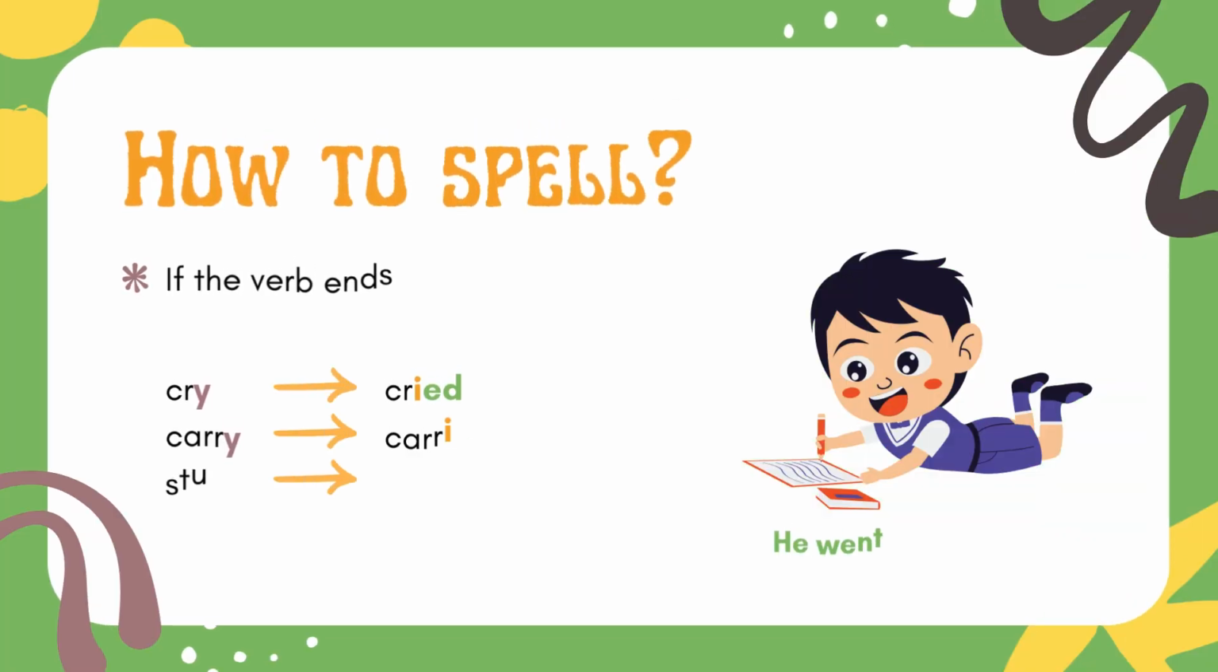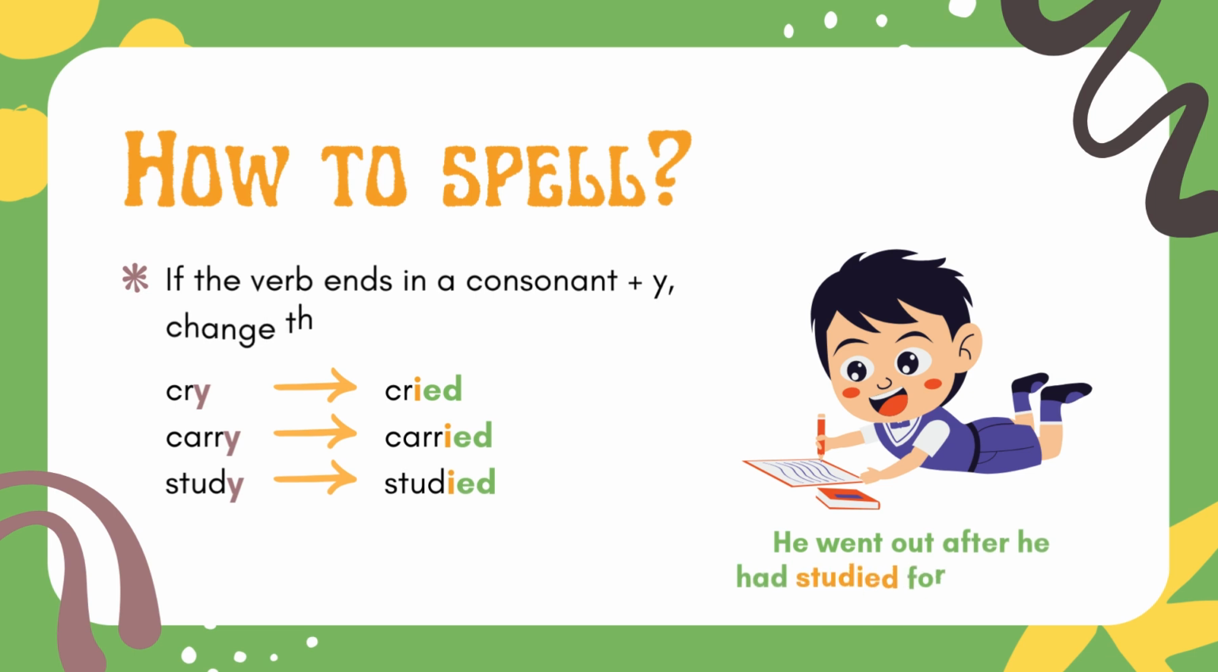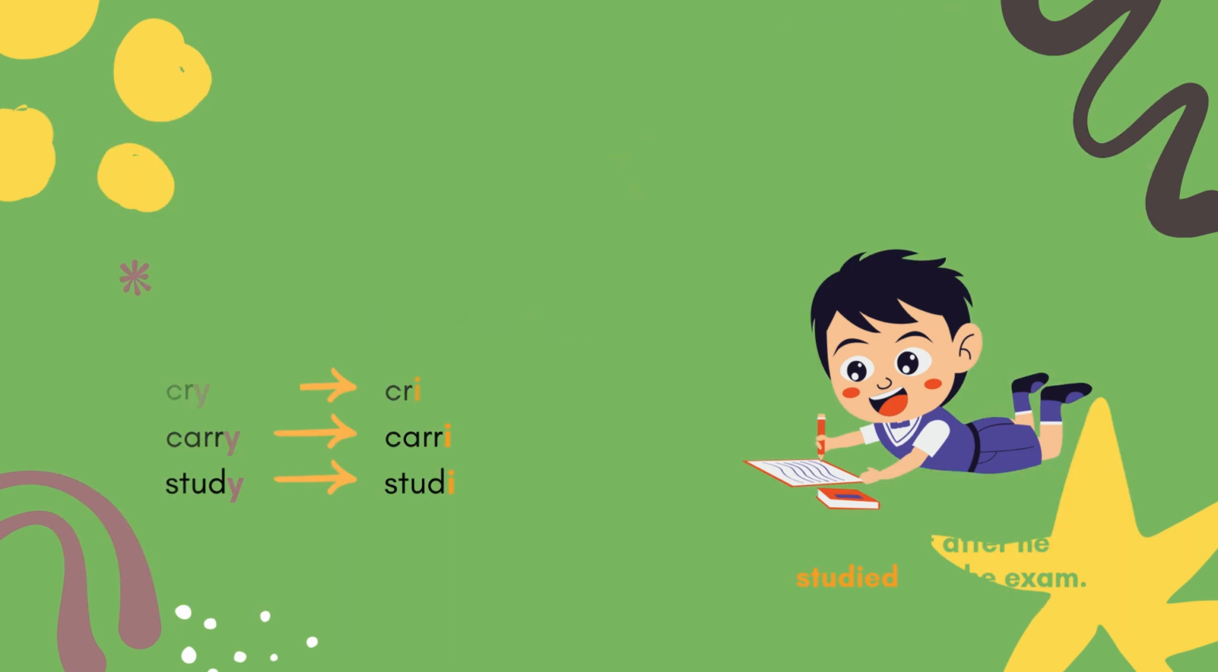If the verb ends in a consonant and y, change the y to i and then add ed. For example, cry, cried, carry, carried, study, studied. He went out after he had studied for the exam.